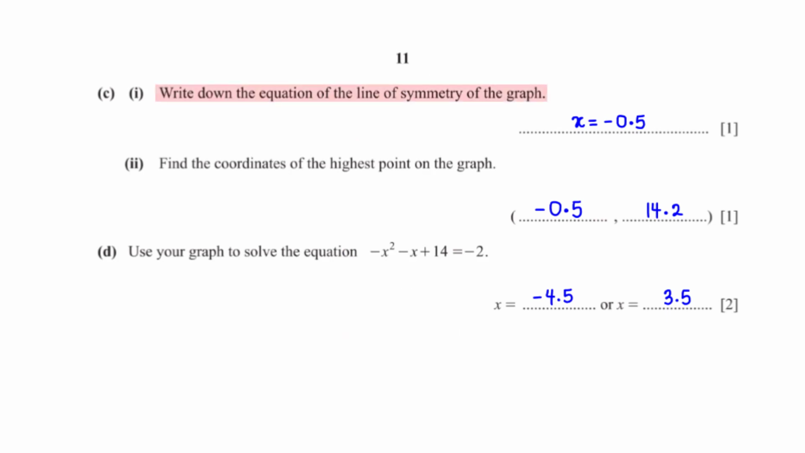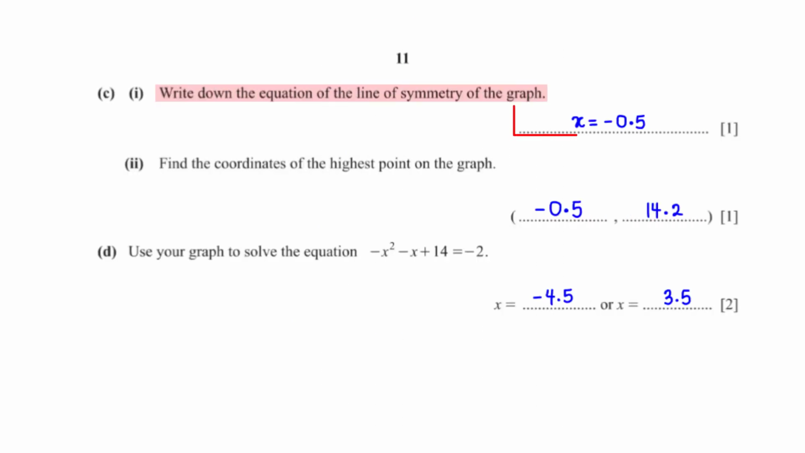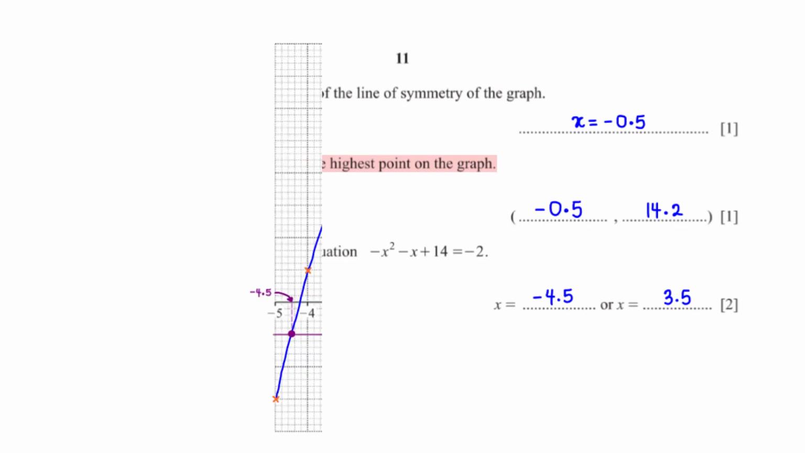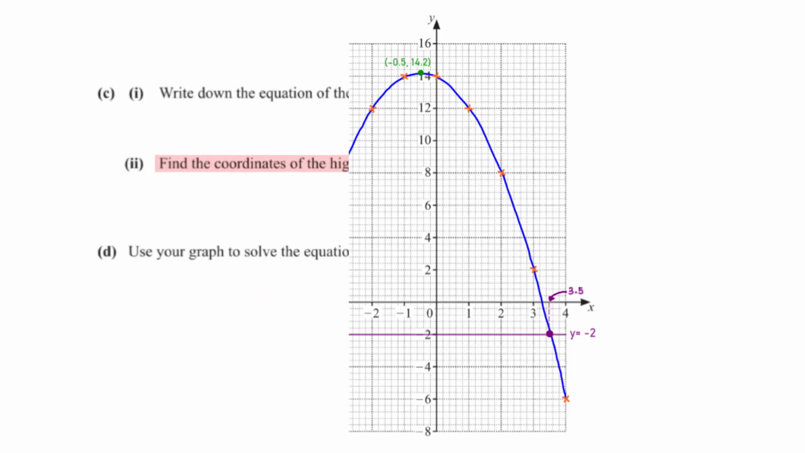Write down the equation of the line of symmetry of the graph. On the grid, we see that the equation for the line of symmetry is x equals -0.5. Find the coordinates of the highest point on the graph. From the graph, we see that the highest point has coordinates -0.5, 14.2.